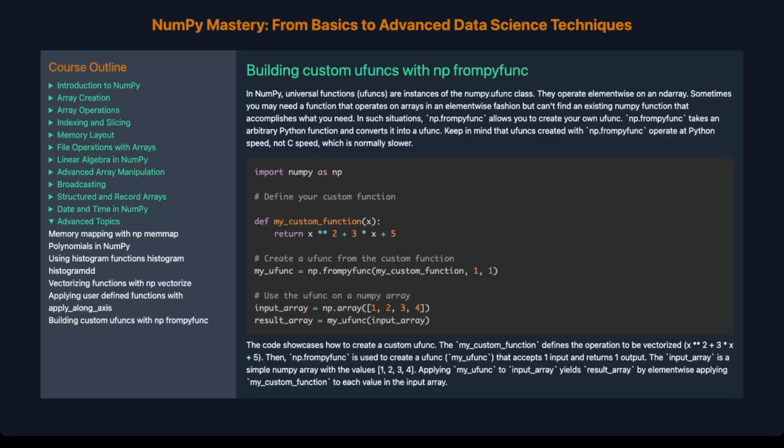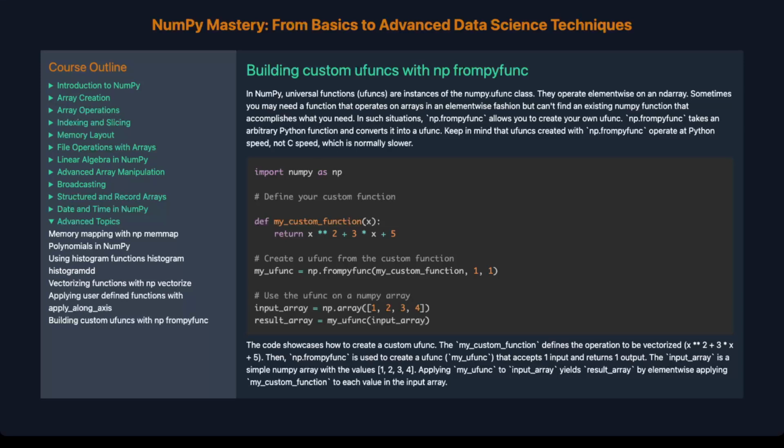In such situations, np.frompyfunc allows you to create your own ufunc. np.frompyfunc takes an arbitrary Python function and converts it into a ufunc. Keep in mind that ufuncs created with np.frompyfunc operate at Python speed, not C speed, which is normally slower. The code showcases how to create a custom ufunc.